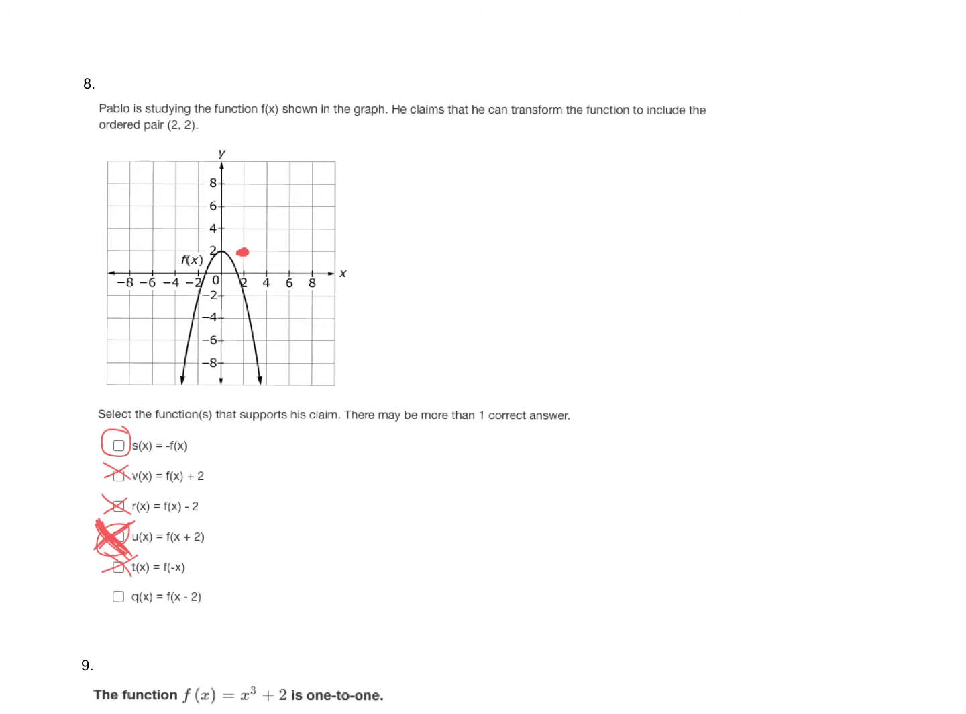And then the last one, inside the function, that's a horizontal transformation, and it does the opposite. It looks like you're subtracting 2 from the x's, but you're actually going to add 2 to the x's. And that would shift it over and give us what we want.